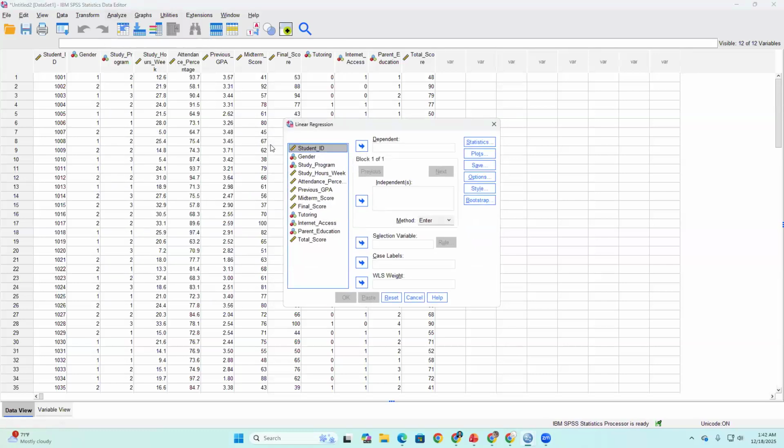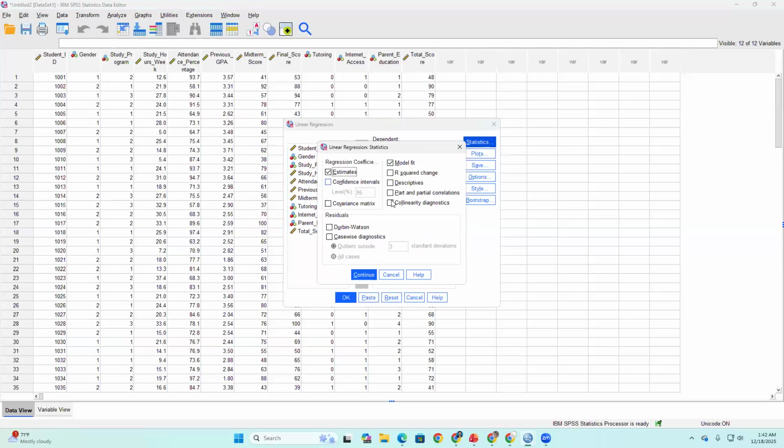What is your dependent variable? The final score. We are talking about the score. What will be your independent variable? Study hours a week. Now, what do you want as statistics? You want to set a 95% confidence interval. You need all the estimates. You also need descriptive analysis. Usually, you can check that.